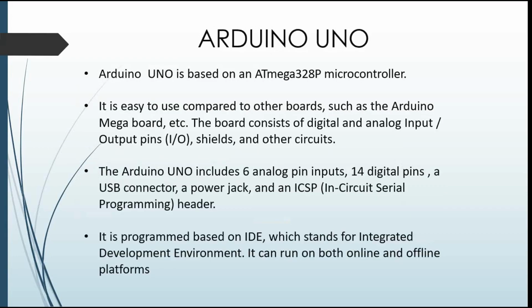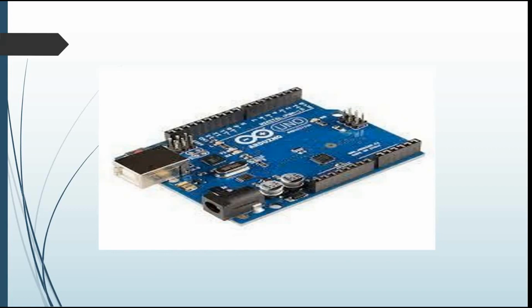Arduino Uno is based on the Atmega 328P microcontroller. Arduino Uno consists of 6 analog input pins, 14 digital pins, a USB connector, a power jack, and an ICSP header. The Arduino Uno is easy to use as compared to other boards and Mega boards, and it can be programmed using the Arduino IDE. This is the picture of Arduino Uno.